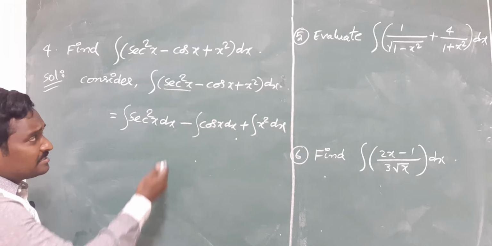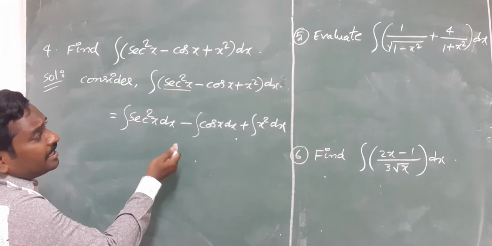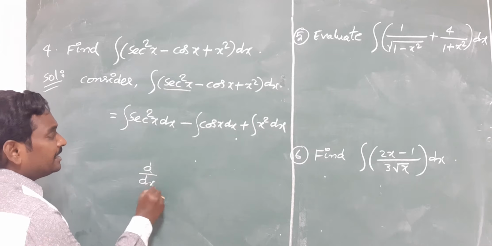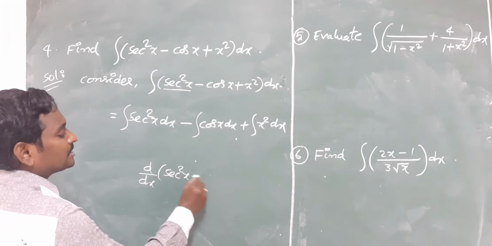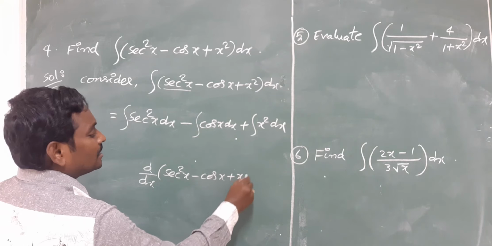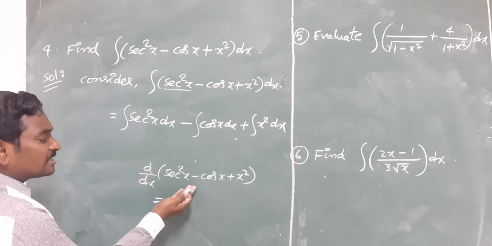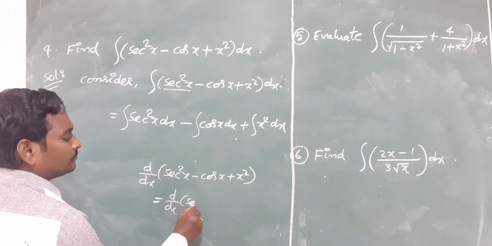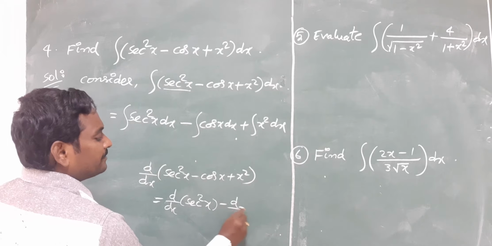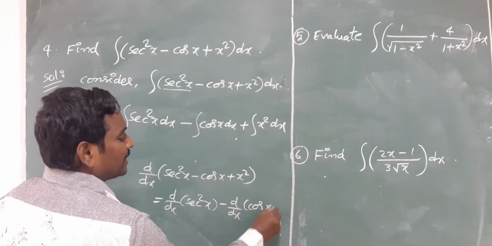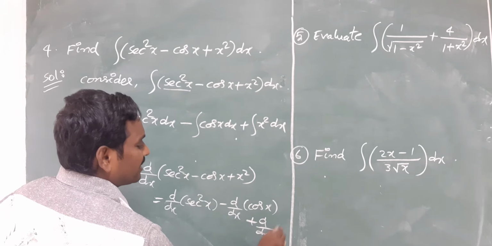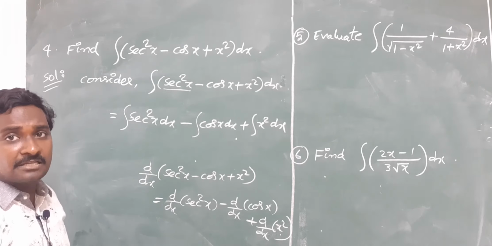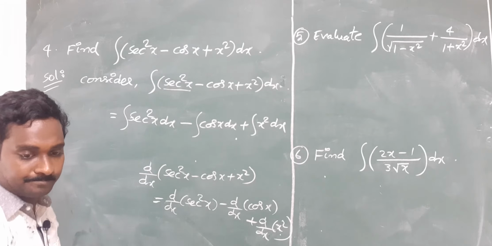This is nothing but simply according to derivatives. For example, we have to find d by dx of secant square x minus cos x plus x square. Then how can you evaluate the derivative of this function? Simply first we split the terms: d by dx of the first term minus d by dx of cos x plus d by dx of x square. If you have knowledge of differentiation, then you can easily understand the concept of integration also.